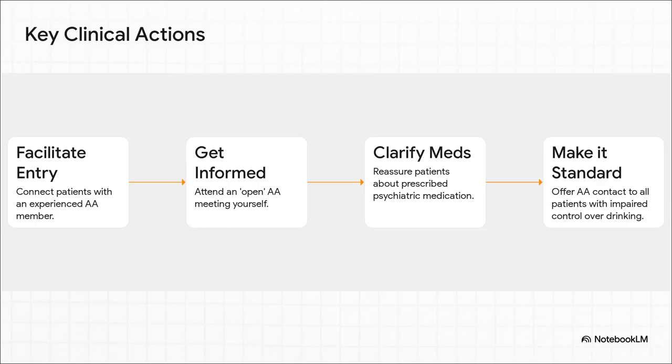1. Facilitate a warm handoff. Don't just give them a pamphlet, connect your patient directly with an experienced member. 2. Get informed. Go to an open meeting yourself. 3. Be proactive and clarify that AA does not have a formal policy against prescribed psychiatric meds. That's a huge myth. And finally, number 4, just make it standard practice. Offer an AA contact to any patient who has impaired control over their drinking.